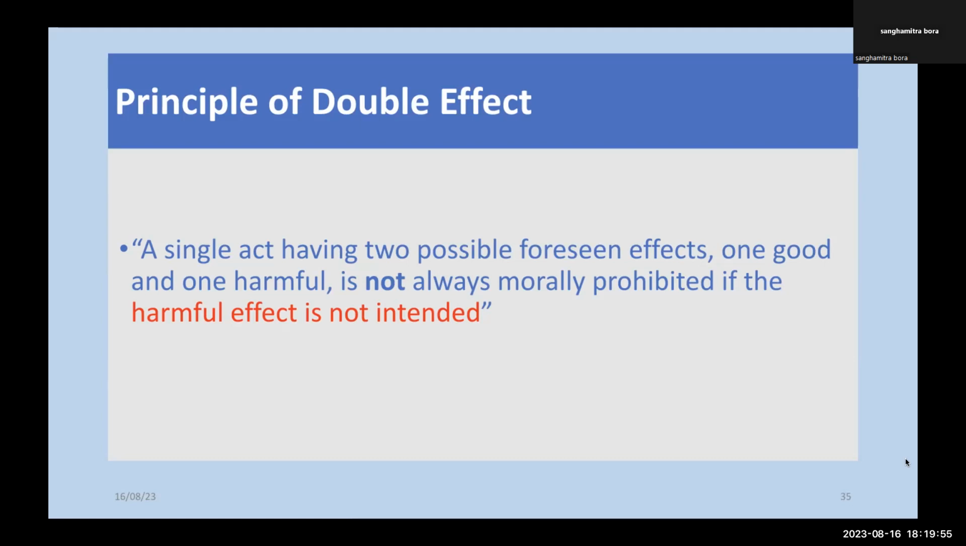But there'll be many examples where you know that it has two effects. One is good, one is bad. You intend to give, for example, oral morphine. When we start oral morphine for our patients in pain, we know that morphine is going to cause harmful effects like constipation, nausea, vomiting, etc. But then the patient will get complete relief from pain. So our intention is to relieve the patient of pain and not to induce constipation.